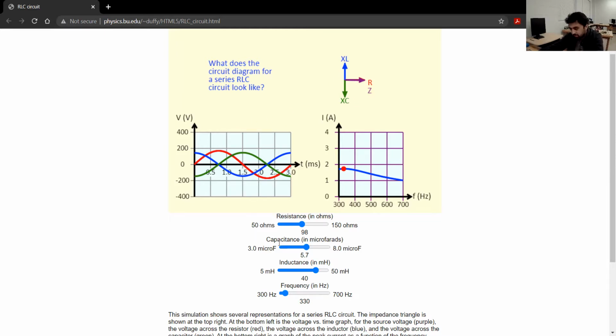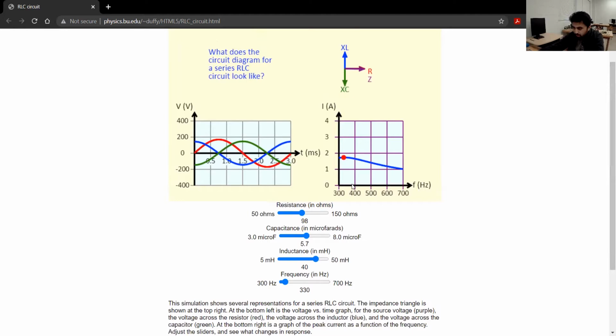XL is equal to XC, Z becomes equal to R, and you need to do it for the values that are in the document. And you can here see you have current. So at this frequency, this is what, 330 hertz, current is somewhere around, what is this, 1.8 amperes. You need to write down these values in there.